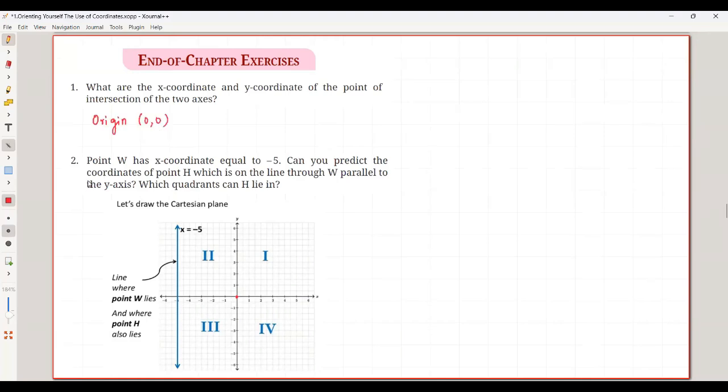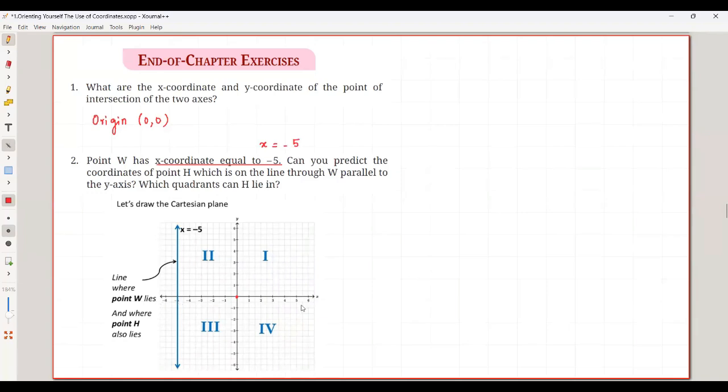Now the second question. Point W has x coordinate equal to -5. How to draw the graph for x is equal to -5? X coordinate is equal to -5 means actually x is equal to -5. So we have to draw the graph for this. How to draw the graph?